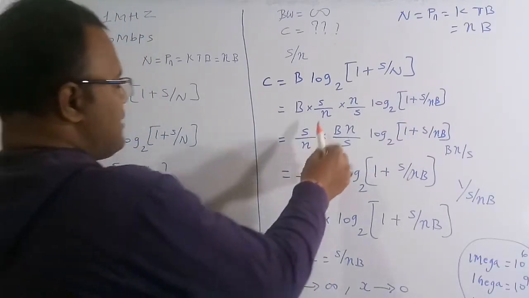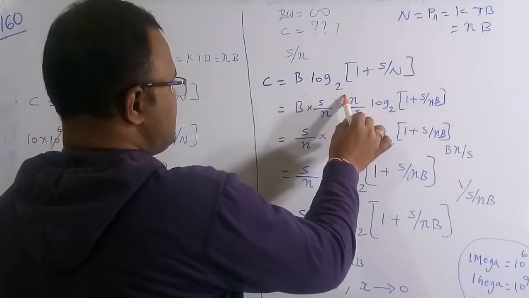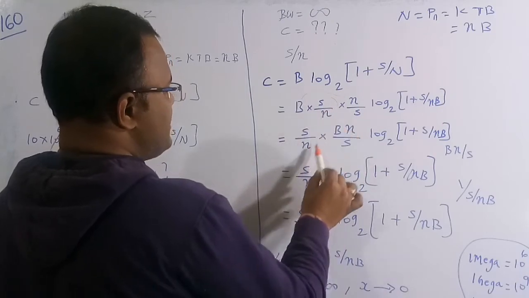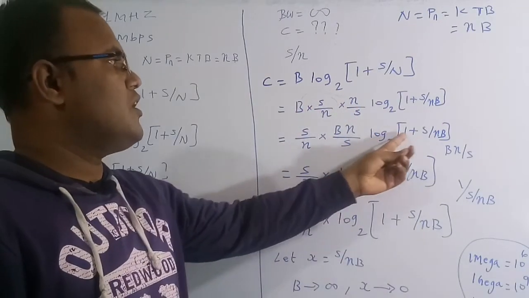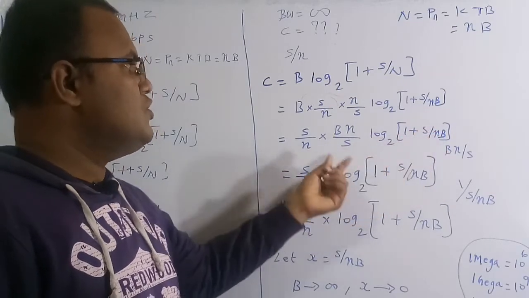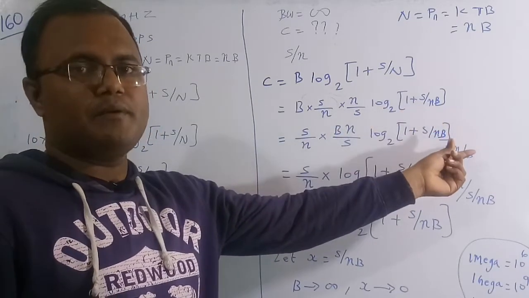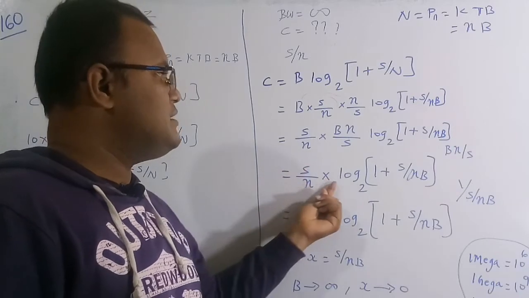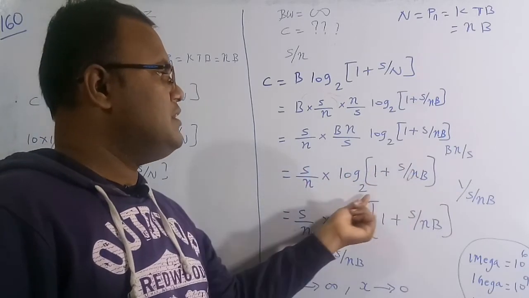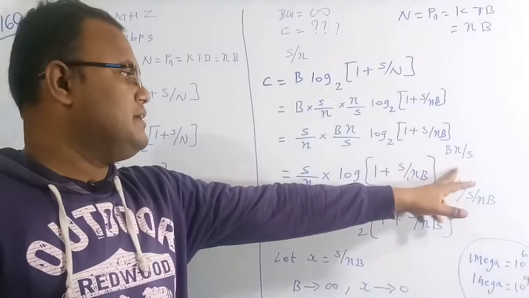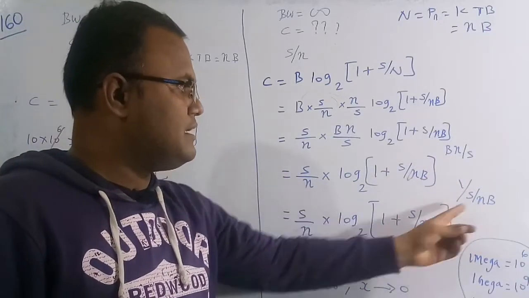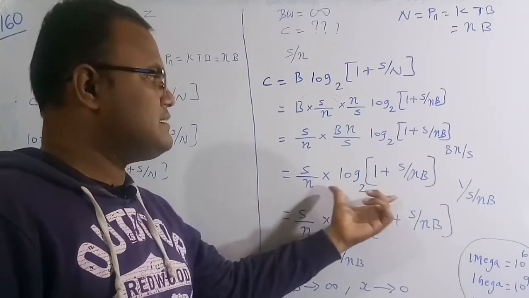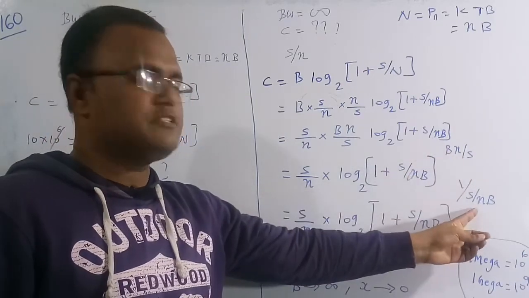Now I am going to multiply this B inside. So finally I get S by eta B into eta B by S into log, same as the previous one, log of 1 plus S by eta B with base 2. Now I take this one to the upper part. So finally I get S by eta into log of 1 plus S by eta B, base 2, with the whole power of B eta by S. Now I can write it in another fashion, which is 1 by S by eta B. Everything is the same, I just made this 1 by S by eta B.